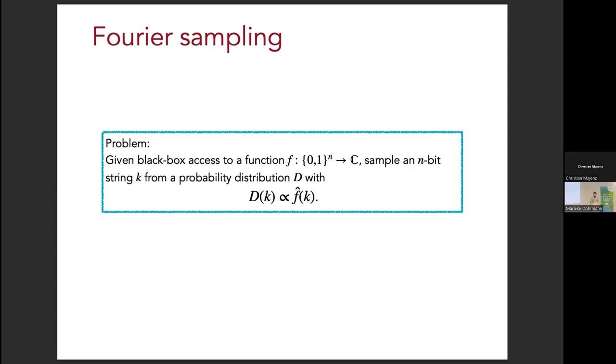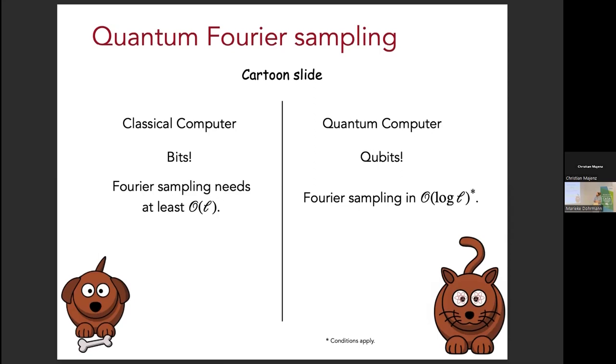So that's great. Here is my cartoon slide for quantum Fourier sampling. On a classical computer, we have bits, and Fourier sampling needs to take at least time order L, where L is the number of elements in the domain of the function. However, on a quantum computer, we can do Fourier sampling in time order log L, if there are some conditions connected to whether we can put our function into a quantum state. It depends a bit on the details. But it turns out the function that comes from the factoring problem is amenable to this. So this is how Shor's algorithm factors integers.